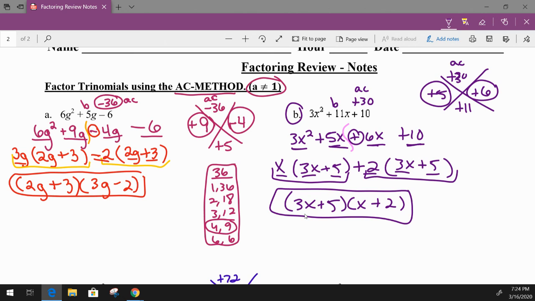And again, if you're not real confident, you can always mentally take the 3x times x, which gives you 3x squared. Take the 3x times a 2 off to the side maybe, that's a positive 6x. The 5 times the x is the positive 5x. Together, that equals your 11x, which is your middle term. And then your 5 times your 2 does give you the 10. So these do multiply together, which is why they are factors of that polynomial.